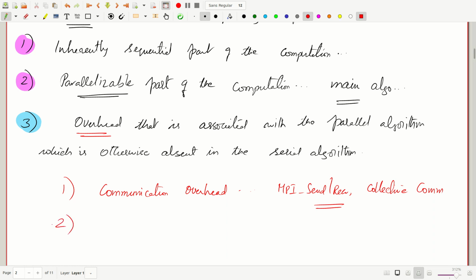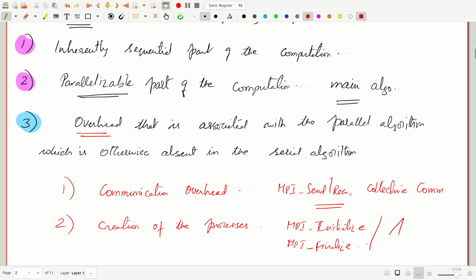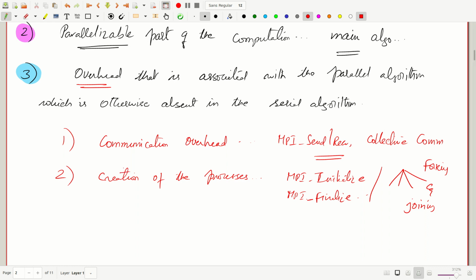And the second one is, of course, the creation of the processes themselves. In the context of MPI, that is calling MPI initialize, and then calling MPI finalize and things like that. Or in the context of OpenMP, you have forking and joining, right? So these are all the overheads associated with the creation of the threads or the processes itself.